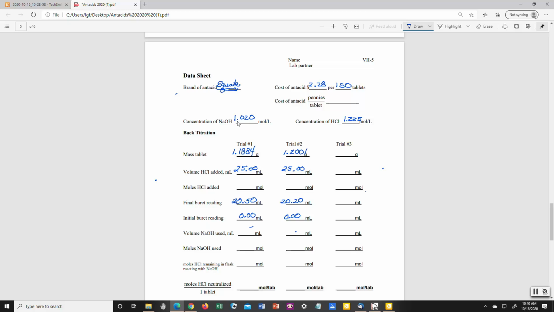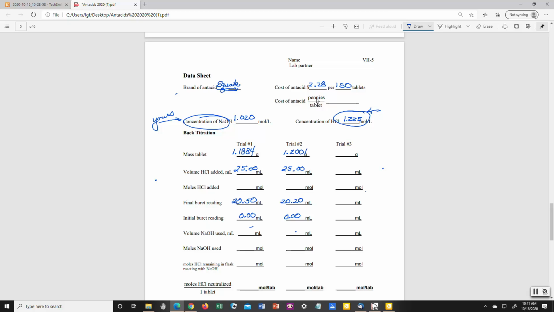She also wrote down the concentration of the NaOH that she had found from last week. The concentration of the HCl, this was the one that was available a few years ago. You obviously are going to write down your concentration of NaOH and your concentration of standardized HCl that will be on the bottles on your desks.